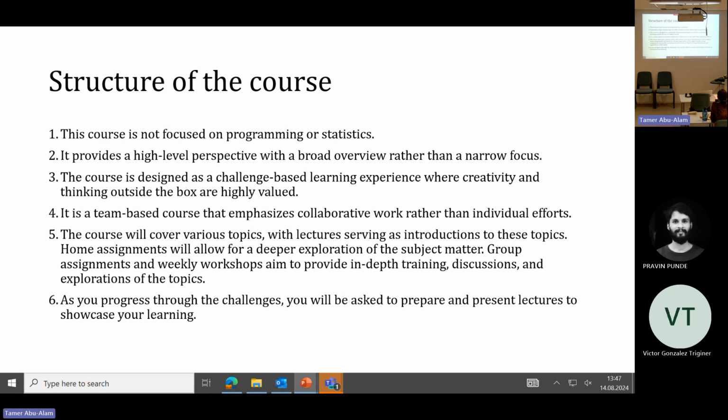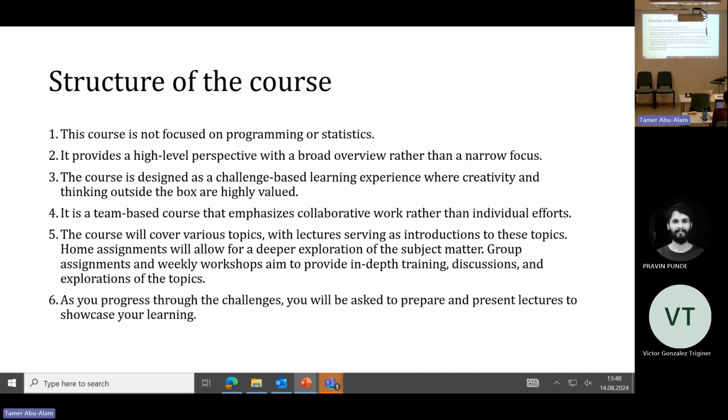It provides a high-level perspective with a broad overview rather than a narrow focus. We are not focusing on narrow things, but as you will see, we will cover a wide diversity of topics. The course is designed as challenge-based. So actually we will start our challenge from the next lecture. It's team-based. We will be in 2 or 3 groups, and each group will start to work, and the solution that you create in your group can be the same or different from the solution created by another group.